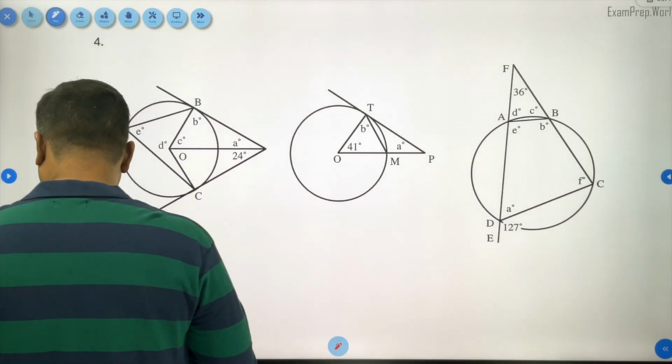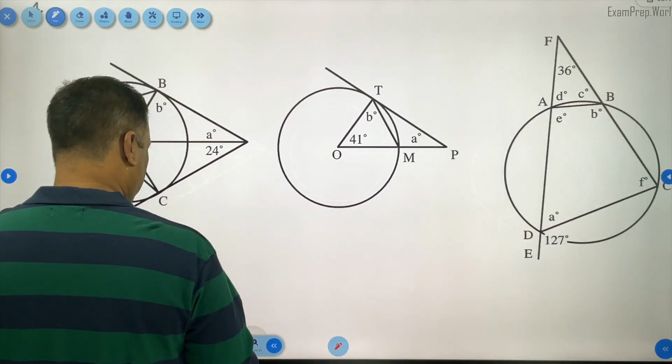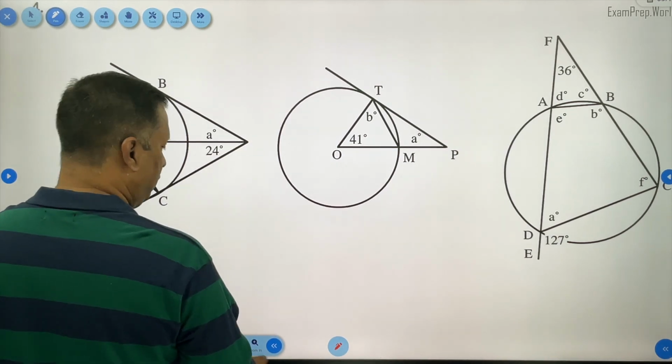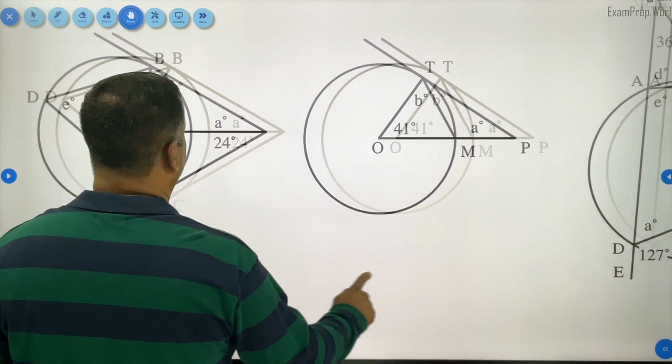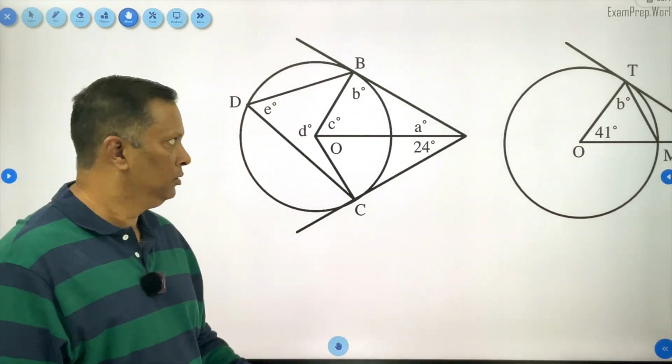Let me zoom once again for you so that you can see. Zoom in. Further you want me to zoom? Okay. Zoom away. So, yeah. Let's do this one.